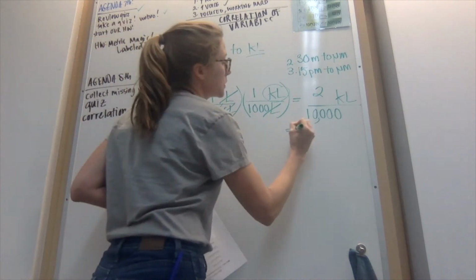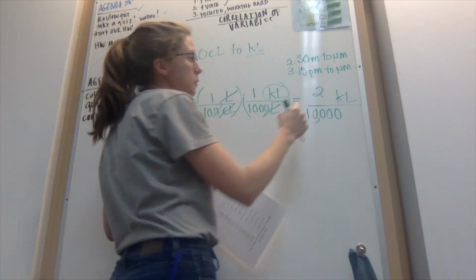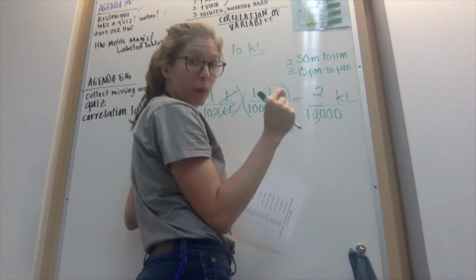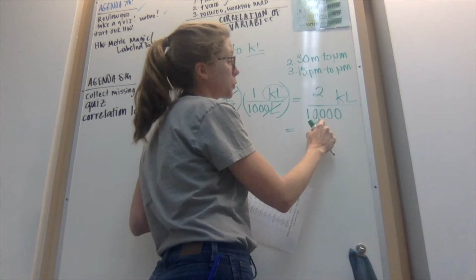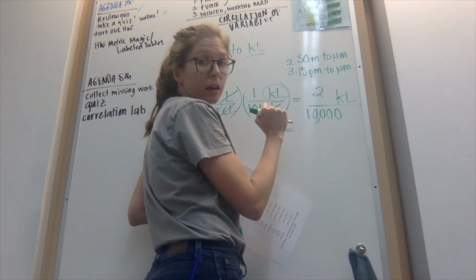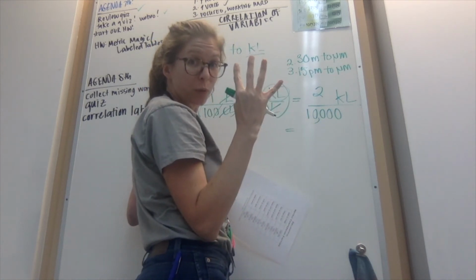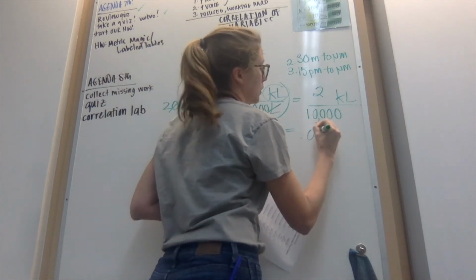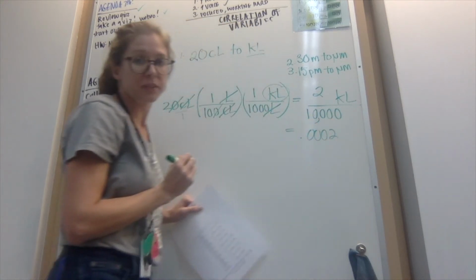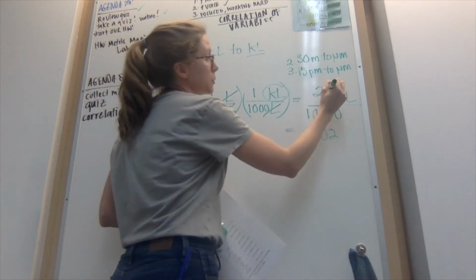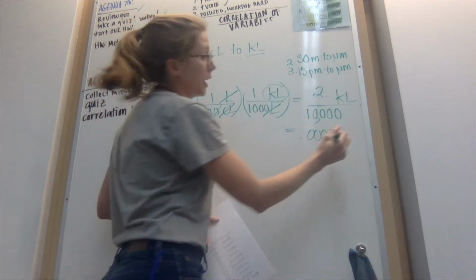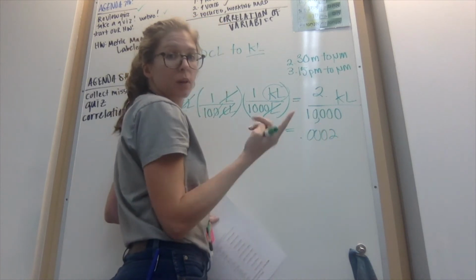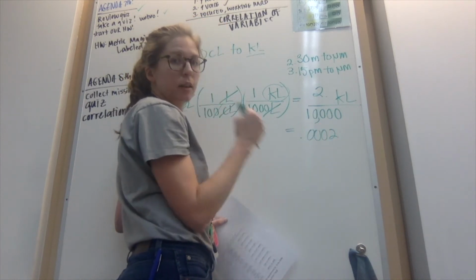Okay? This would simplify in this way. When 2 gets divided by 10,000, the decimal point is going to move 1, 2, 3, 4 spaces. The answer will only have 3 zeros, right? So the decimal point started to the right of the 2, and I moved it 1, 2, 3, 4 spaces. Boom.